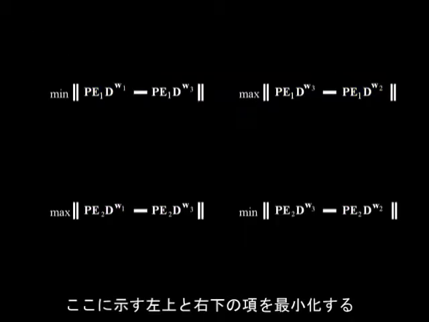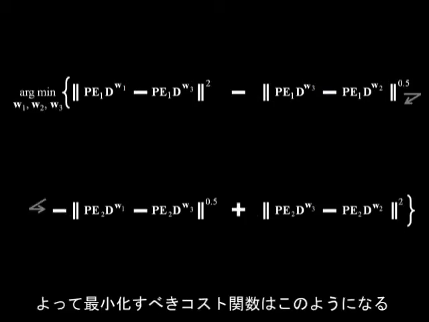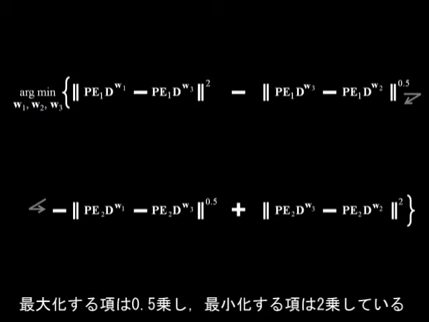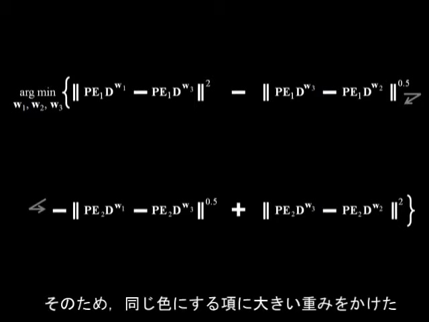Here, we minimize the left top term and the right bottom term, and we maximize the right top term and left bottom term. So, the cost function to be minimized becomes like this. The term to be maximized is raised to the 0.5 power while the term to be minimized is raised to the power of two. Human perception is sensitive to slight differences of color. So that's why we weighted the terms that make two colors the same heavier than other terms.